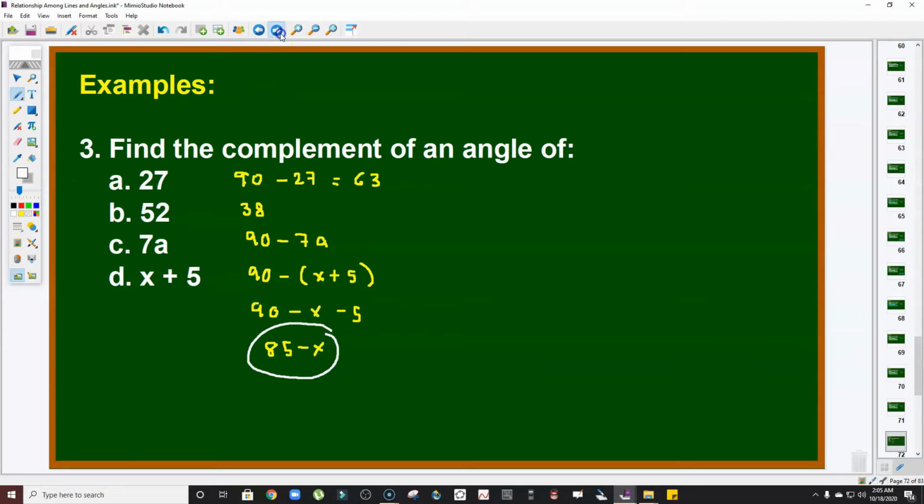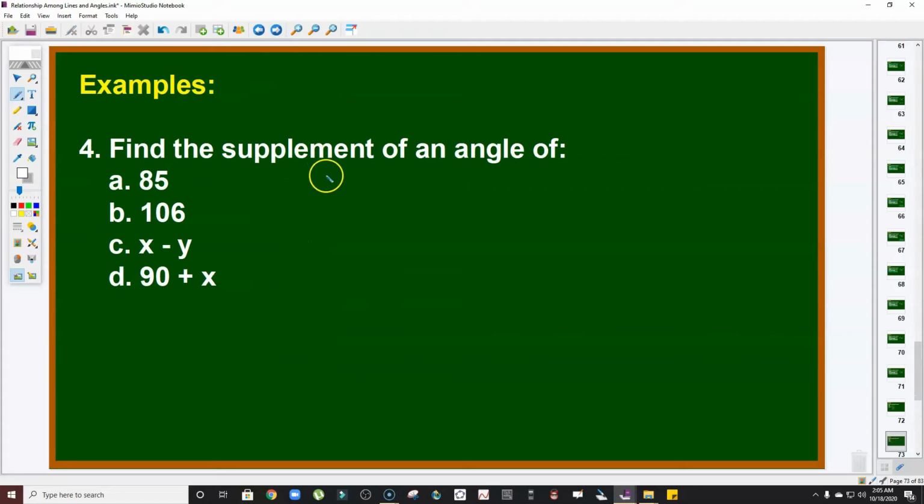Clear? Okay, number 4. Find the supplement of an angle of 85 degrees. When you say supplement, two angles are supplementary if their sum is equal to 180 degrees. Right? So, therefore, to get the supplement, all you have to do is to subtract 85 from 180. And clearly, 180 minus 85 is equal to 95. See that? Okay, next.